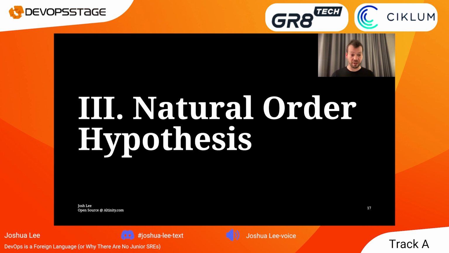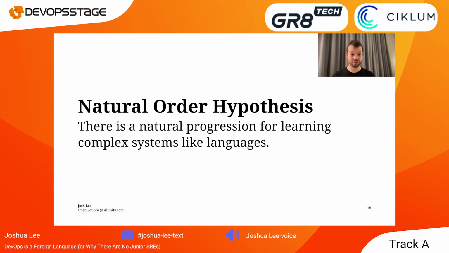The third hypothesis that we're going to be talking about today is the natural order hypothesis. This hypothesis essentially says that there is a natural progression for learning complex systems like languages. This one gets really particular into the neurology of the human brain, and there's a thing referred to as the language acquisition device that is theorized in linguistics and neurology. The theory is essentially that all children have this language acquisition device somewhere in their brain, and that they will learn a language in the order that the language acquisition device prescribes.